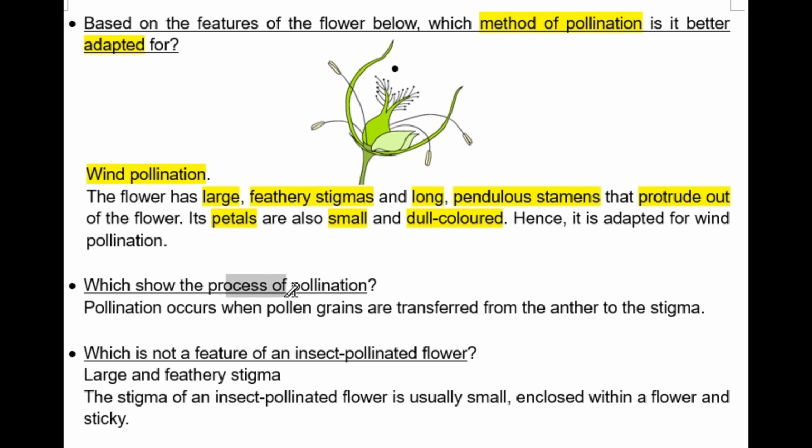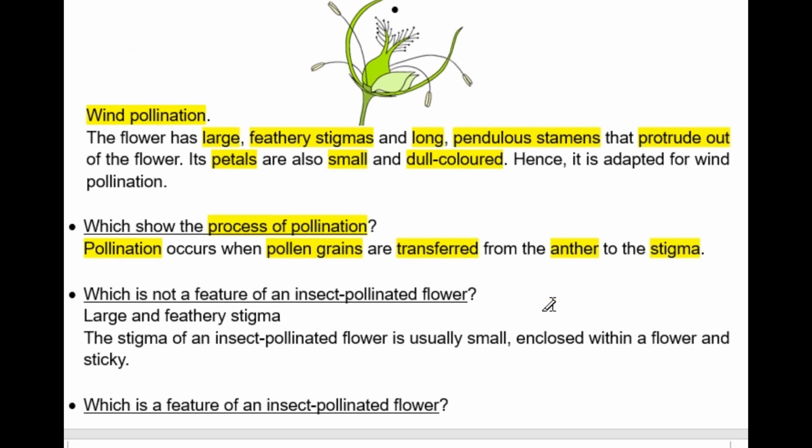Which show the process of pollination? Pollination occurs when pollen grains are transferred from the anther to the stigma, which is not a feature of an insect-pollinated flower. Large and feathery stigma.